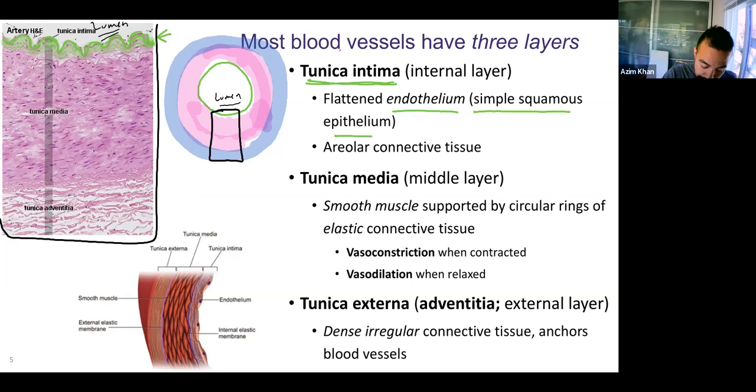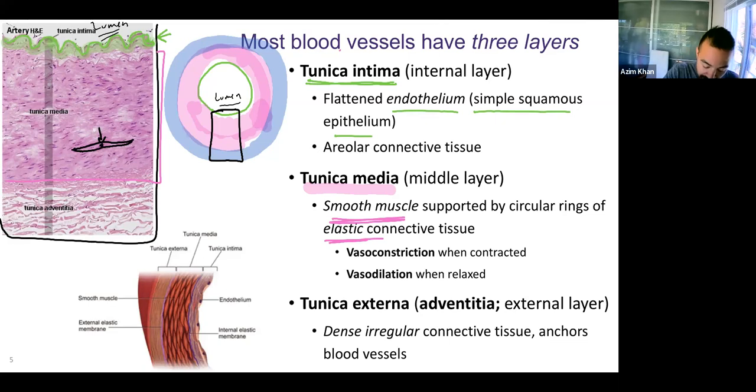Tunica media is the middle layer. Media means middle. What you find here is smooth muscle and elastic connective tissue, both of those, smooth muscle and elastic connective tissue. You have smooth muscle here in this layer. So like a single cell, I'm going to draw it in black. You can see the long nuclei here. A single cell would be approximately that big, probably thinner than what I've drawn.